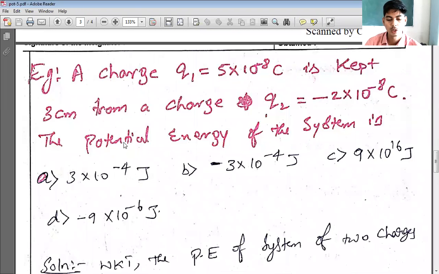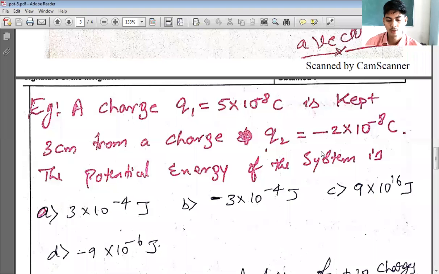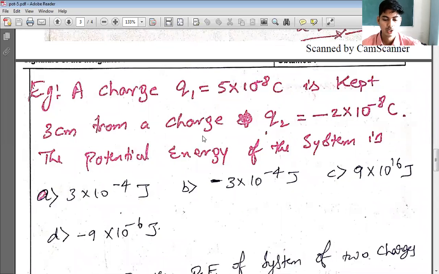You have to find out the potential energy of this system of charges. So we have a system of two charges separated by a distance of 3 centimeters. Here it is not specified that these two charges are placed in an external electric field. So you have to assume that there is no external electric field present here. So you have to calculate the potential energy of the system of two charges in the absence of an external electric field.